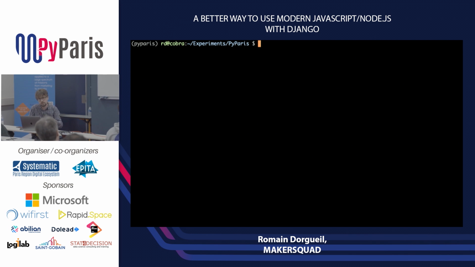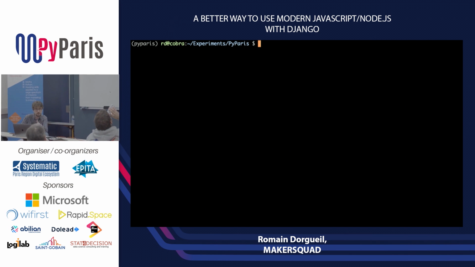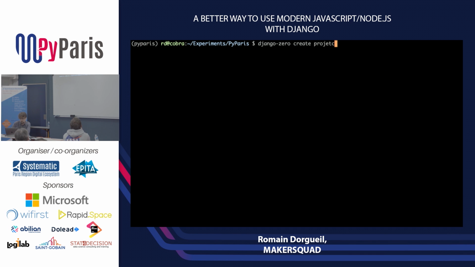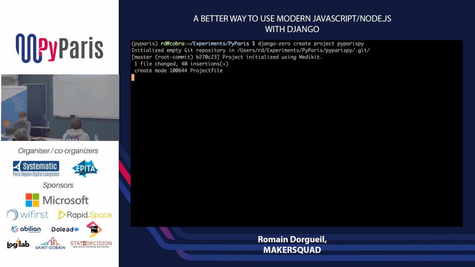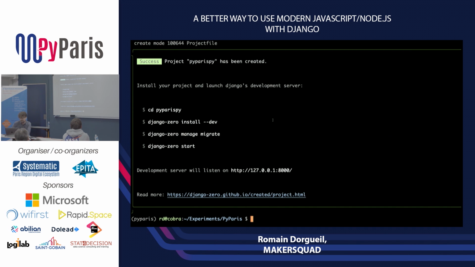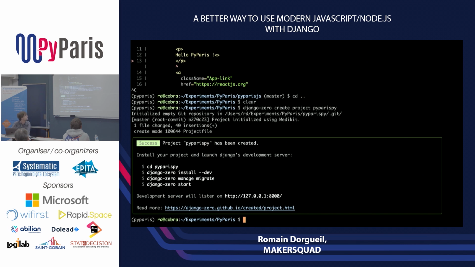So I installed it locally because I have the development version, but it's also pushed on GitHub. And so I can say Django 0 create project. Let's say PyParis Py, which is, okay, my screen is too big. So can everybody still read? Yeah? Okay.